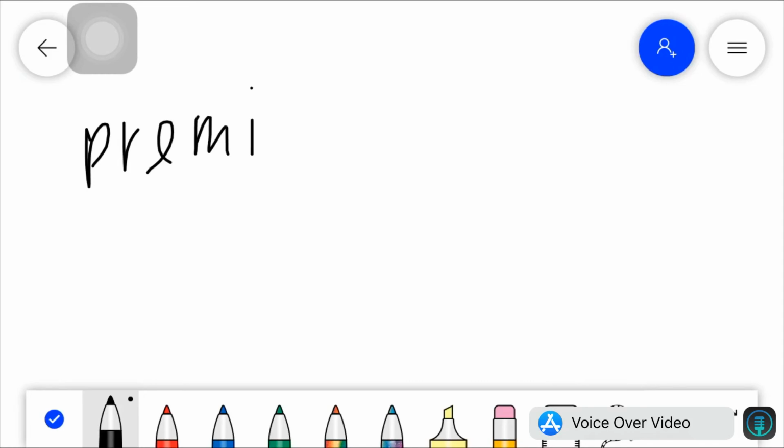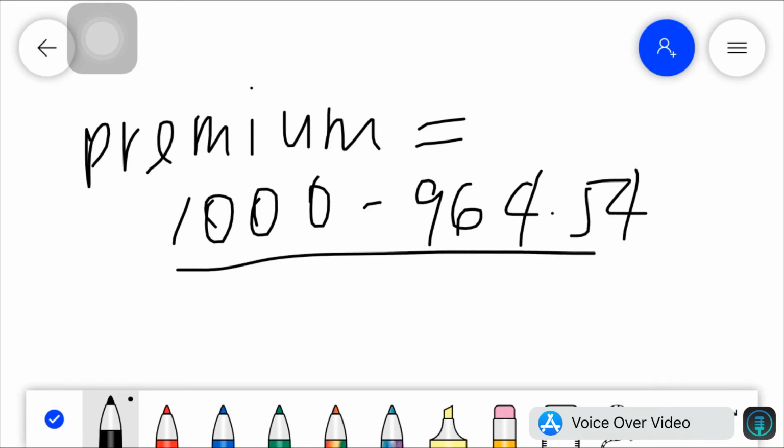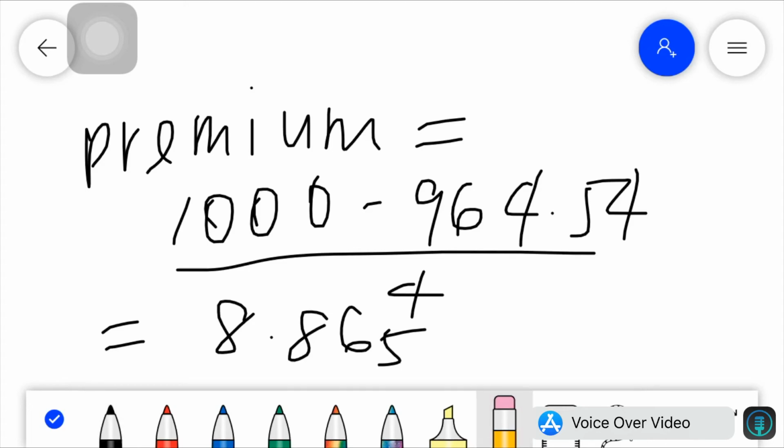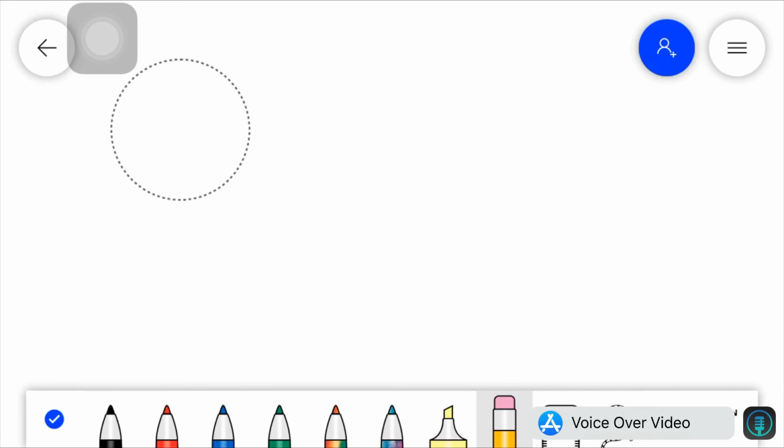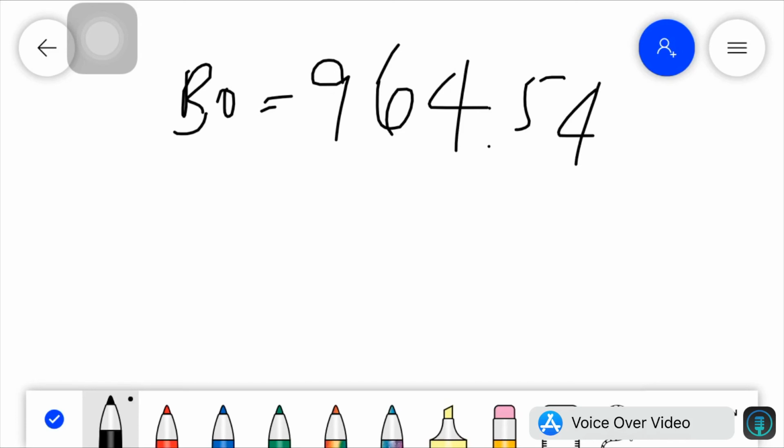To find the premium again, it is P minus C over N. So 1000 minus 964.54 over 4, and you will get the answer of 8.865. That is the value we are going to apply as the premium throughout our calculation. Same step as before, B naught equals 964.54.